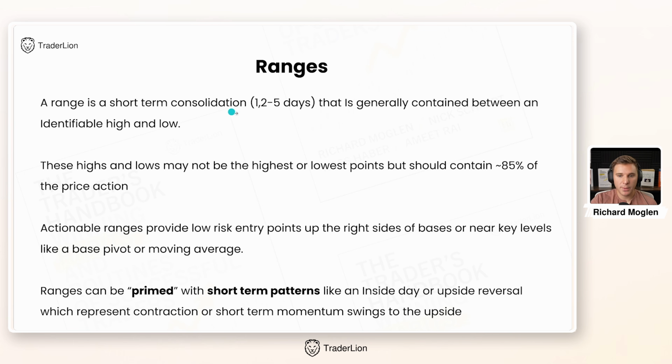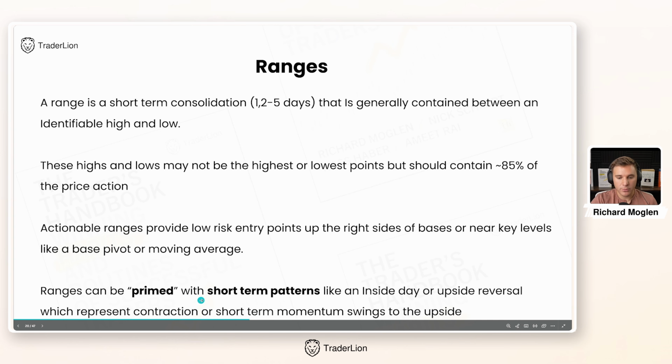A range is a short-term consolidation, 2 to 5 days, that is generally contained between identifiable high and low. These highs and lows may not be the highest or lowest points, but should contain around 85 to 95% of the price action within that range. And actionable ranges provide low-risk entry points up the right sides of bases or near key levels like a base pivot or moving average. Remember, with the app example, we had a range that formed after a failed breakout that reset near the 21 EMA, so it's near that key level.